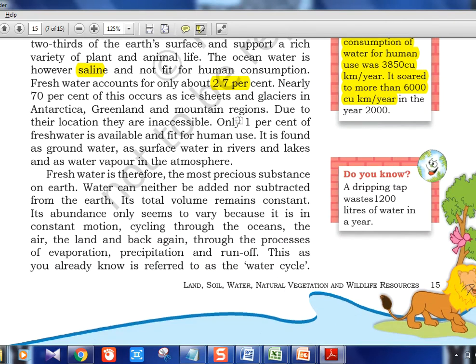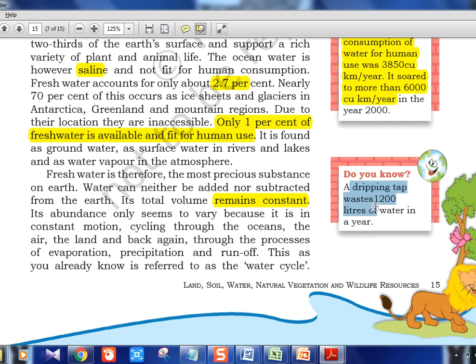1% of fresh water is available for human use: groundwater, surface water, rivers. Fresh water is therefore the most precious substance on earth. Water can neither be added nor subtracted from the earth. Its total volume remains constant, because if you lose it somewhere, it will be there somewhere else. Whether it be evaporation or condensation, the whole cycle remains within the earth only.